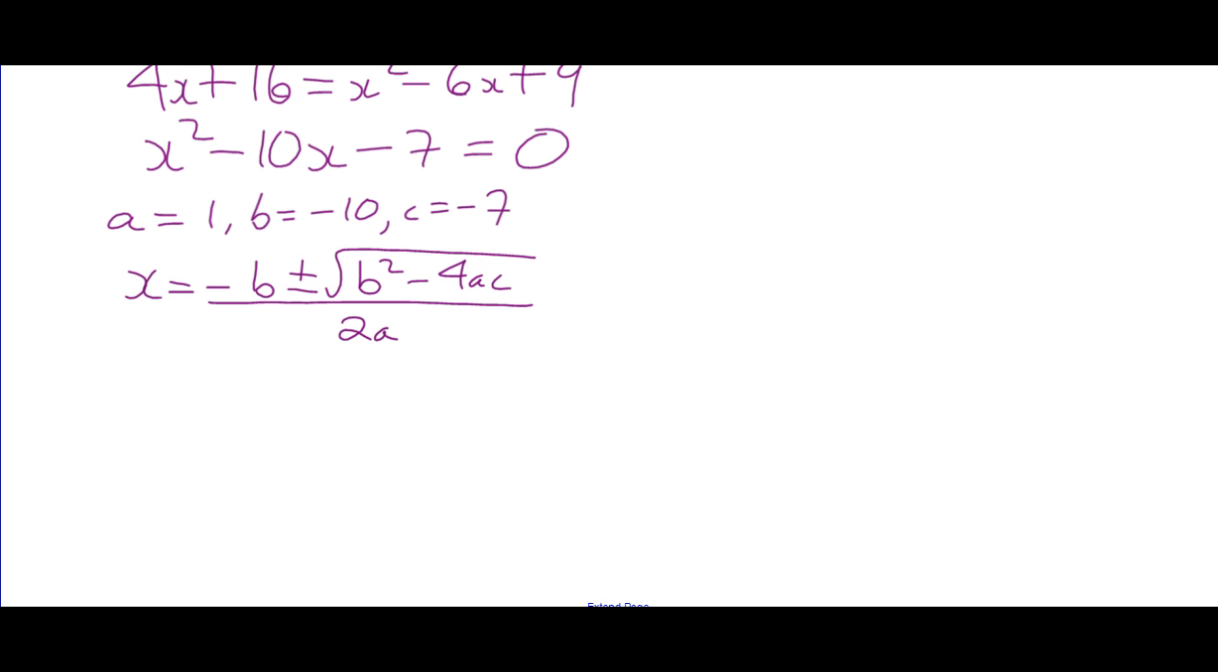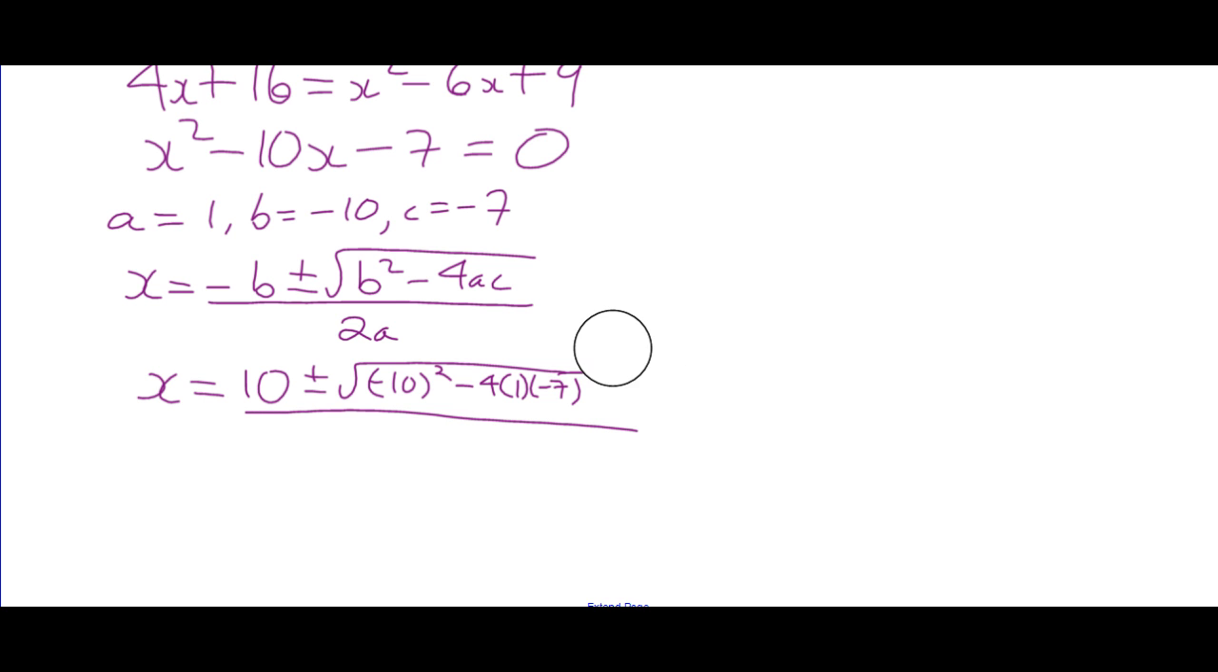Plug in. So we've got 10 plus or minus the square root of negative 10 quantity squared. Just remember this is always positive. Okay? Don't square that and get negative 100. It's almost but not quite as bad as squaring a binomial. Don't write something that looks like this. Okay? Because really, especially this, that just means do the square root and then multiply it by negative 7. So extend that out.